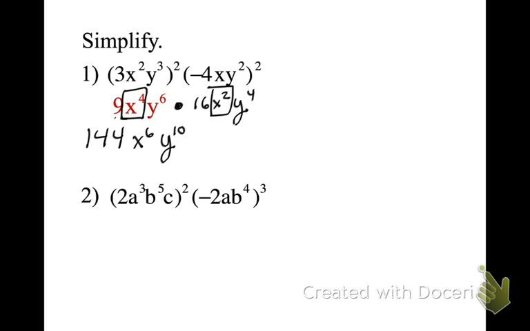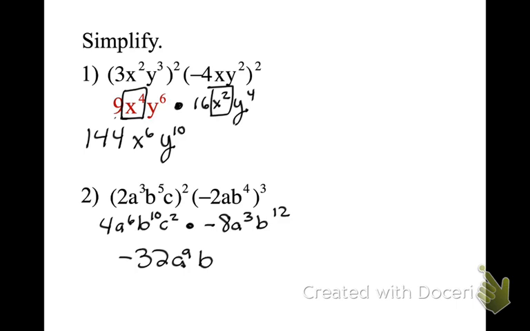Number 2. What do I get for the first half? Okay, Carter, try it again. You get 4a to the 6th, b to the 10th, c to the 2nd, times negative 8a to the 3rd, b to the 12th. And then when we multiply those out, Matthew? Negative 32, a to the 9th, b to the 22nd, and c to the 2nd. Good. Questions? Okay. Moving on.